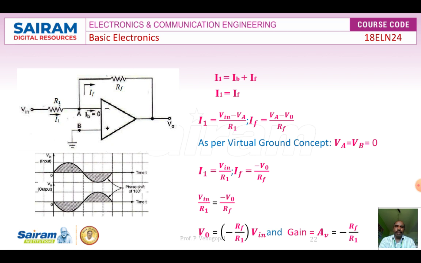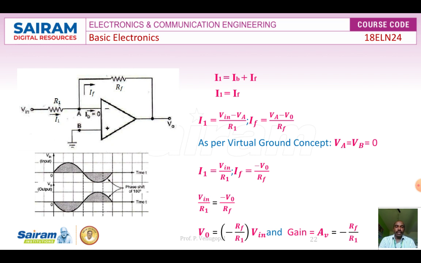To find the value of the current I1, we need to apply KVL to the loop containing the nodes Vin and A. If you apply KVL to this loop, you will get Vin minus I1 into R1 minus VA is equal to 0, which implies that I1 is equal to (Vin minus VA) divided by R1. As per the virtual ground concept, VA is equal to 0, therefore I1 becomes Vin by R1. Similarly, find IF by applying KVL to the feedback loop. You will get VA minus IF into RF minus V0 is equal to 0, which implies that IF is equal to (VA minus V0) divided by RF.